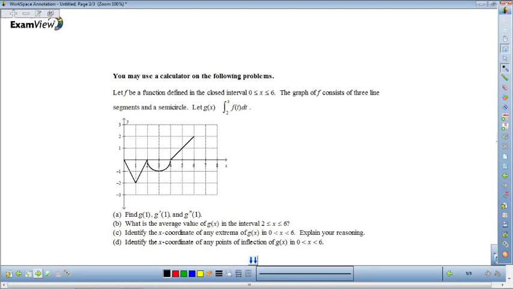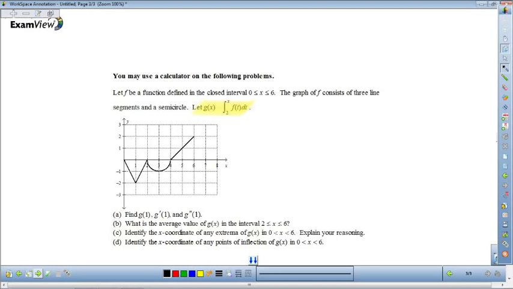For A, we're trying to find g of 1, g prime of 1, and g double prime of 1. So we're going to start with g of 1. We're going to use our definition that g of x is equal to the antiderivative from 2 to x of f of t dt. One of the things that I want you to notice is that g of x is your position or your original function and f is your derivative.